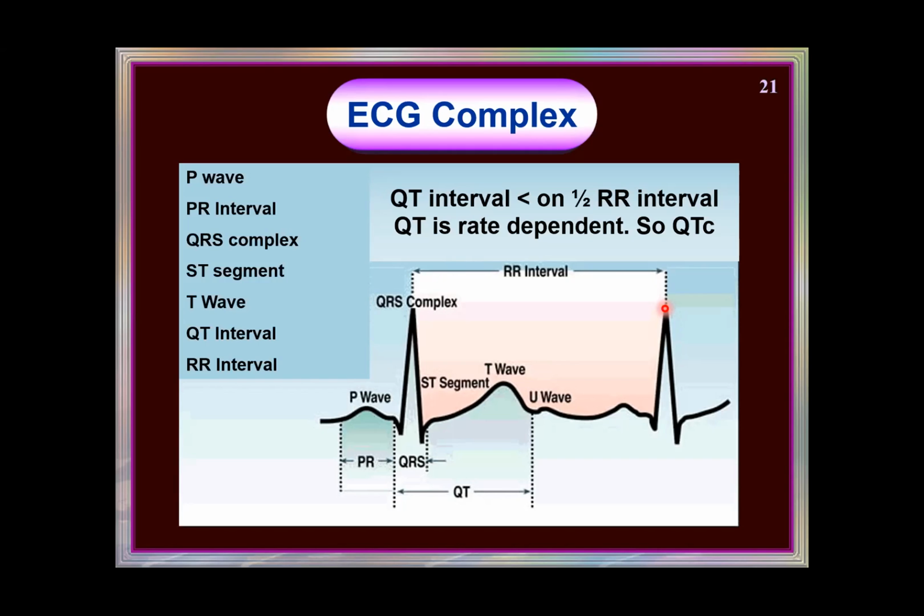Likewise, the PR interval also is important for conduction. I told you the PR interval is due to the delay at the AV node. We will try to relate these waves to the cardiac cycle in the next slide.